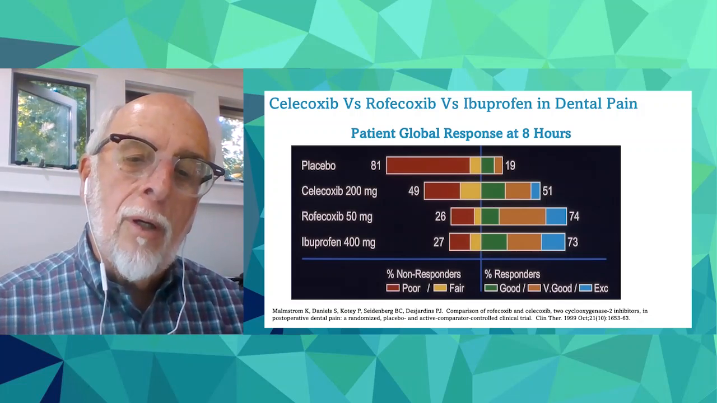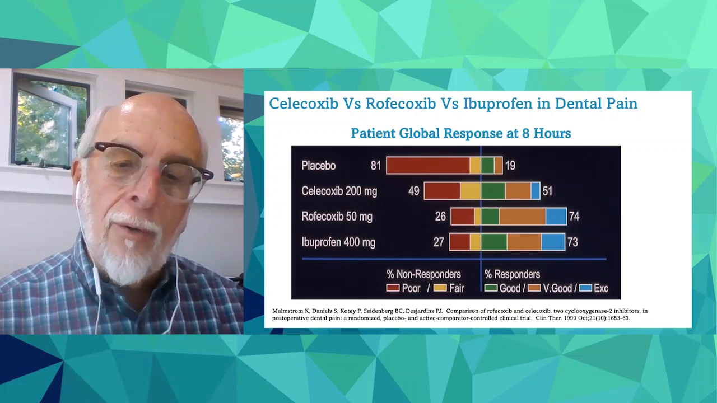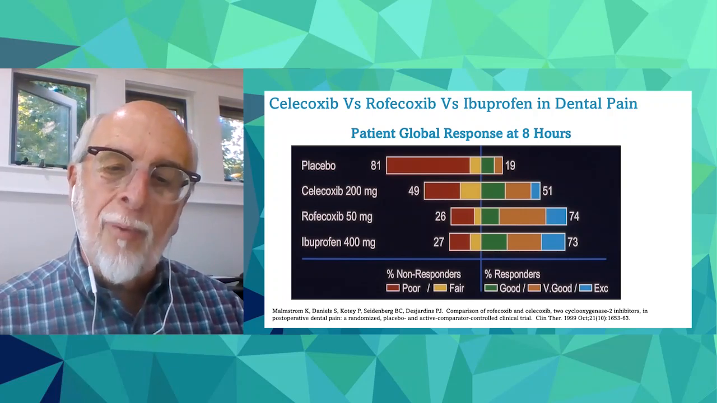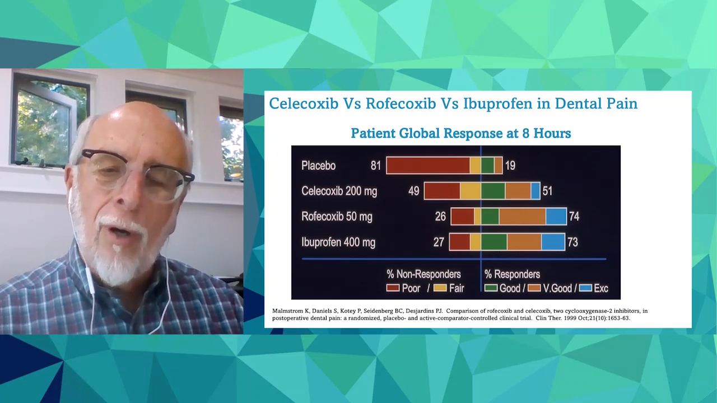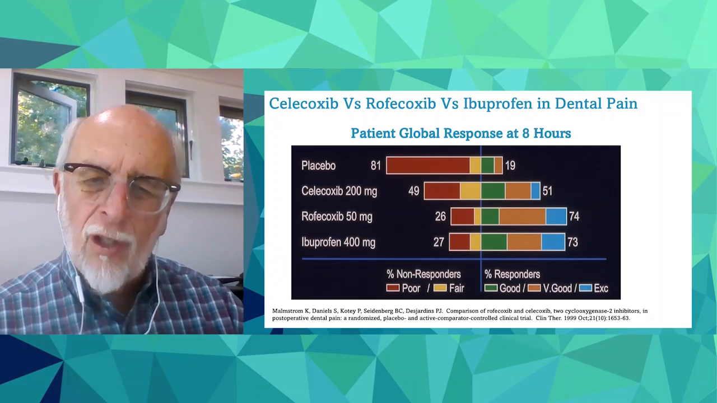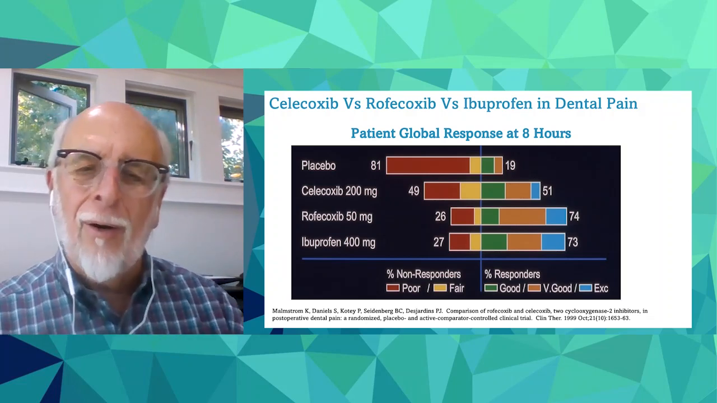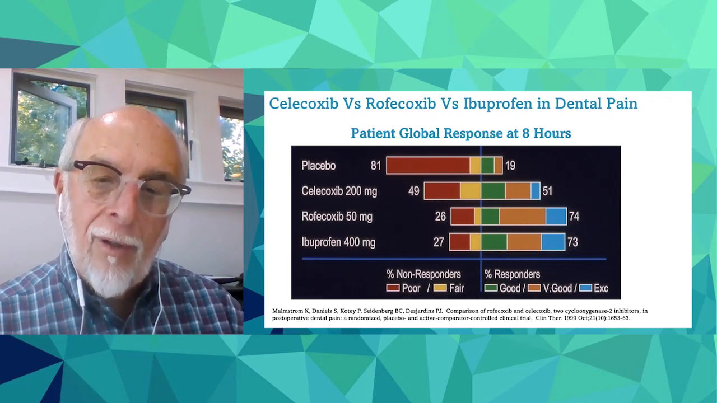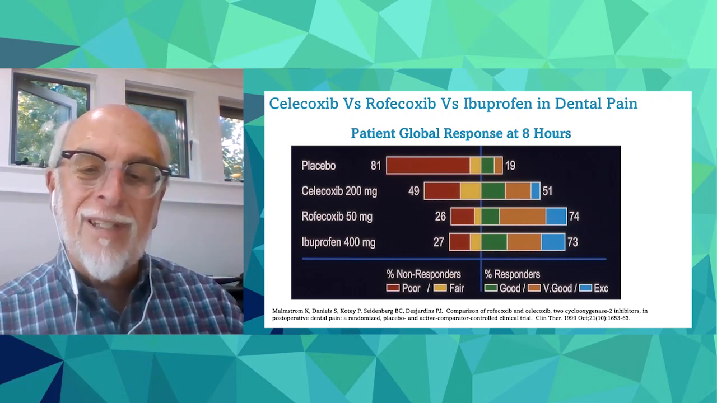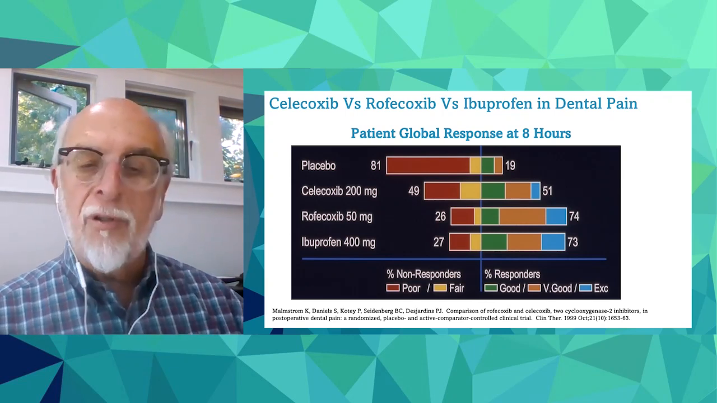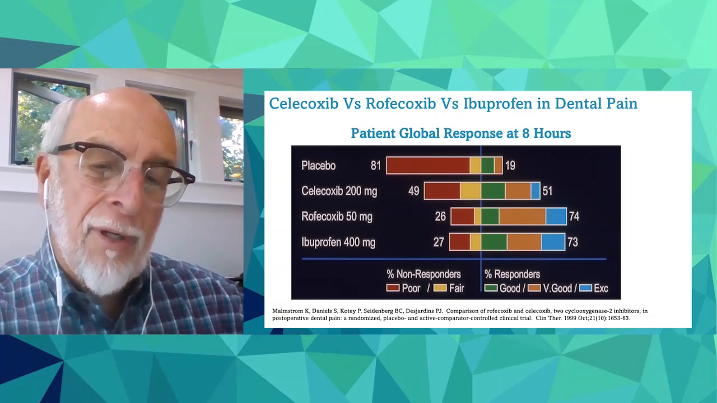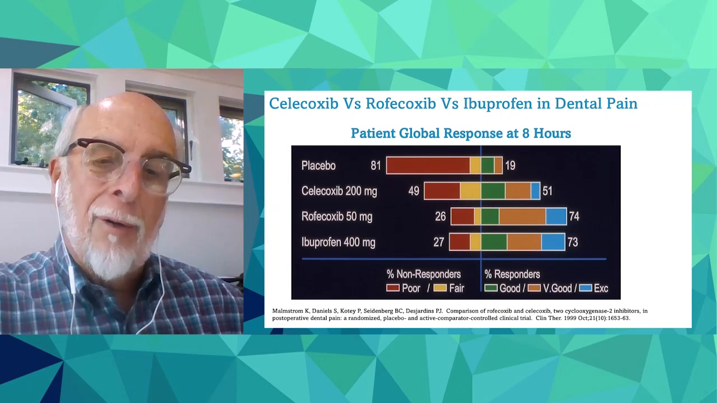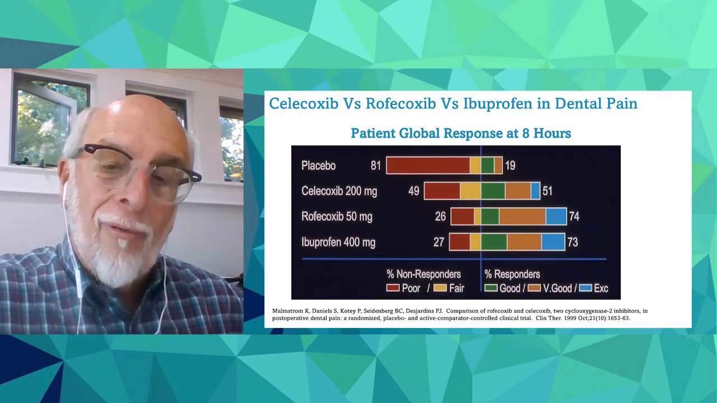So the horizontal bars, the red values are the percent of patients who rated the drug either poor, which is red, or fair, which is yellow. Green would be good, orange is very good, blue is excellent. So you can see with the placebo group in this particular study, 81% of patients were non-responders. They rated the drug as either poor or fair.